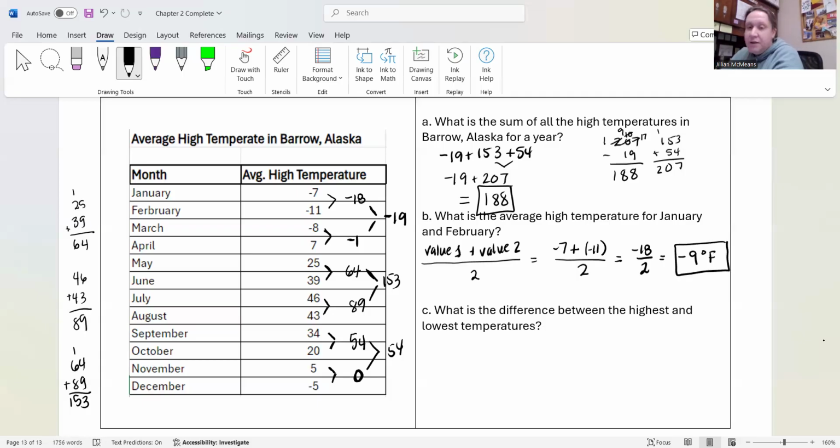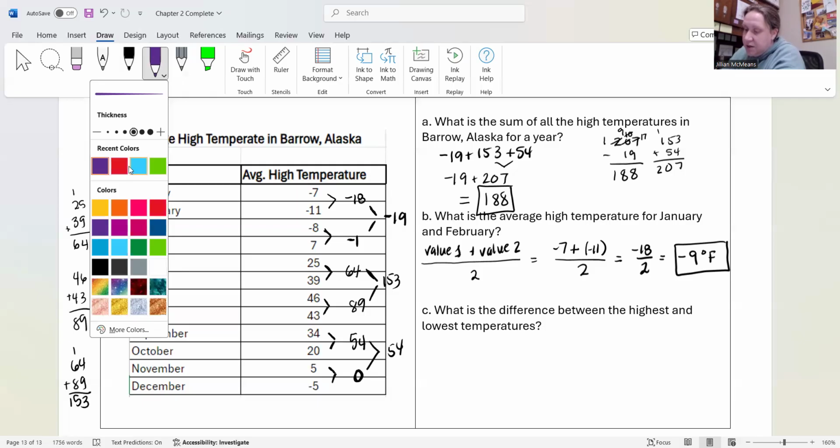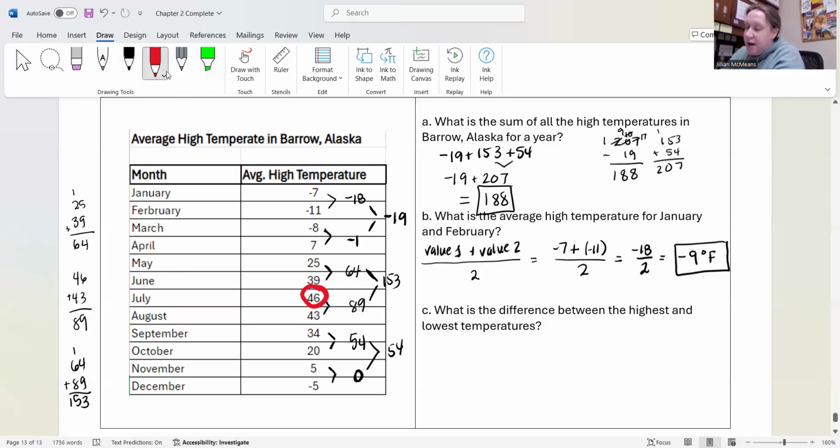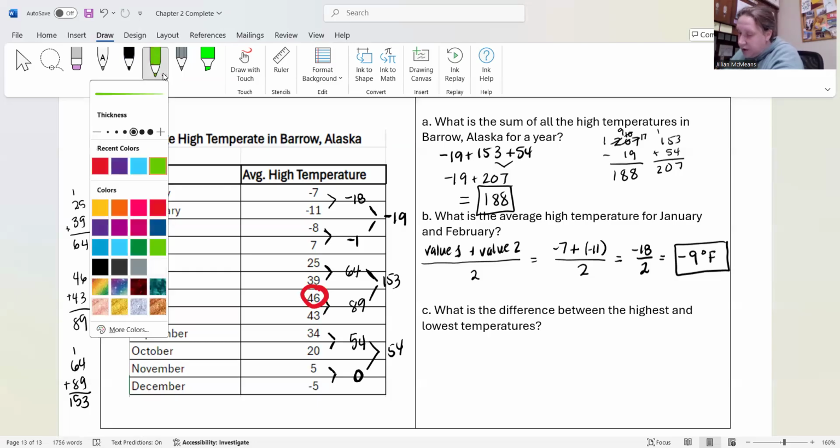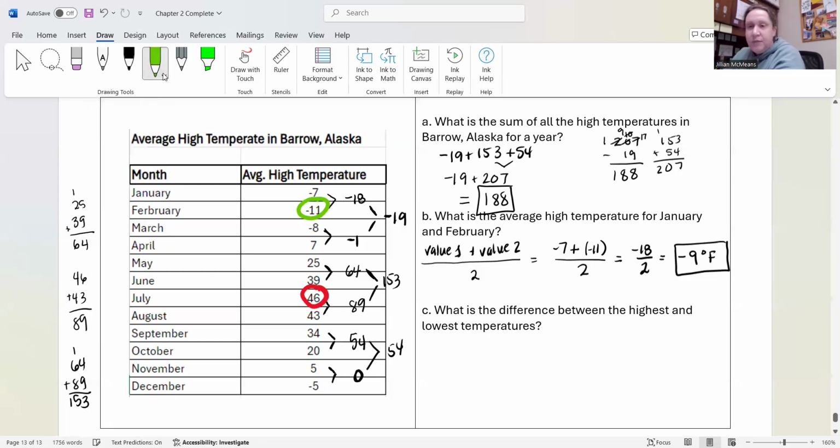Okay? And then finally for part C, it says, what is the difference between the highest and lowest temperatures from this table? So if we look at the highest temperature, I think we can say pretty successfully, let me change this to a color that's going to be easier to see. Red, we could say the highest temperature is 46. I can say that the lowest temperature is -11. So we want to know the difference between these two. So let's go back to the regular one. We could say 46 minus -11, and that would be the difference between these two temperatures.